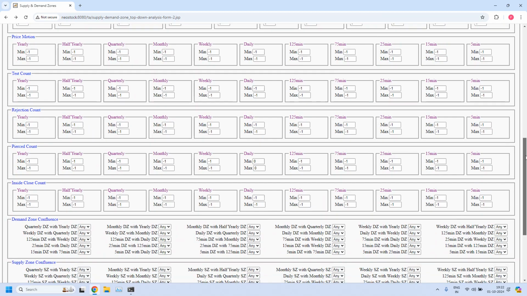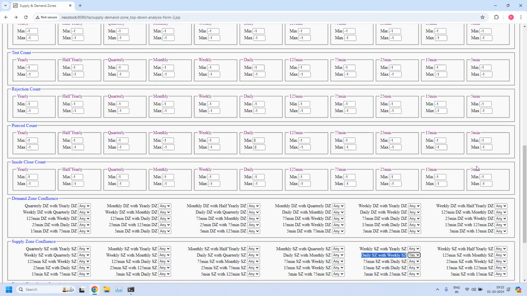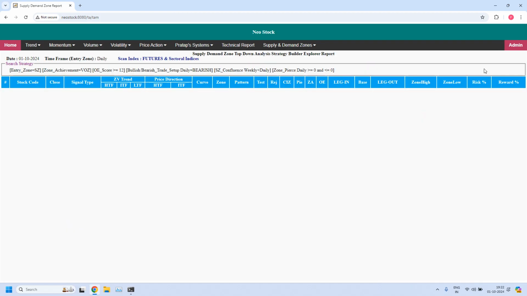So in the supply zone confluence, we need to set the parameter. Daily supply zone with weekly supply zone confluence, I enable the filter. So it's not having any zone confluence.